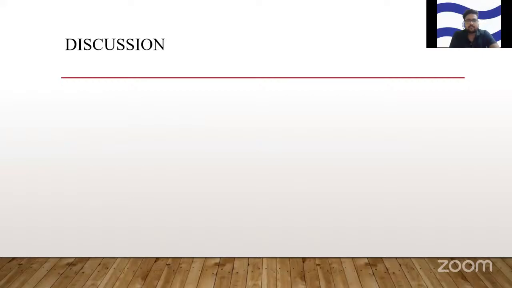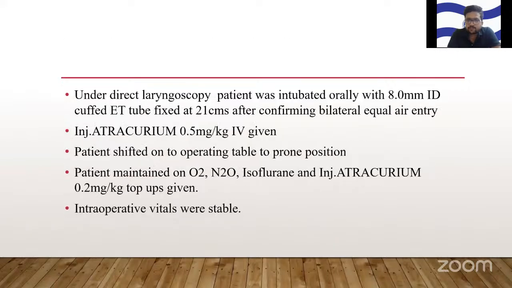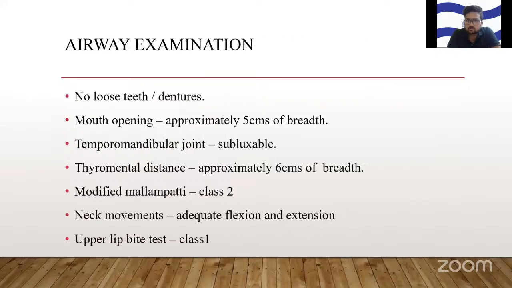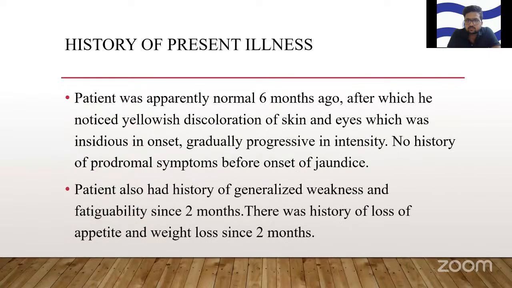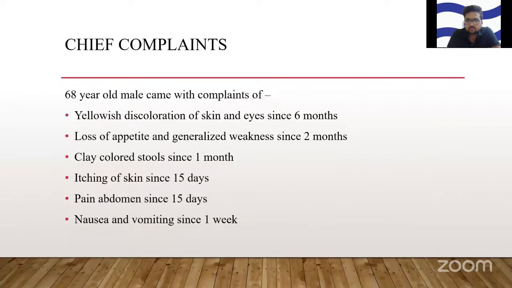Rutvik, come back to the first slide, history. Shailesh, your voice is muted. Okay. So, you say there is yellowish discoloration of skin and eyes for 6 months, in a 68-year-old male patient who is a laborer.